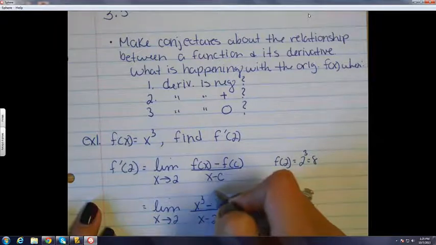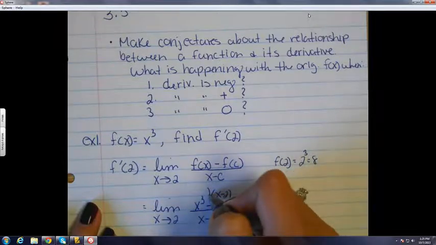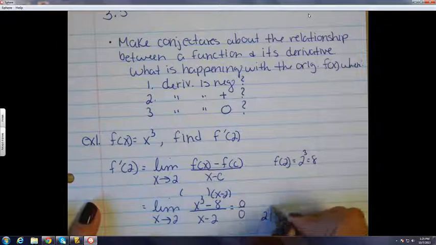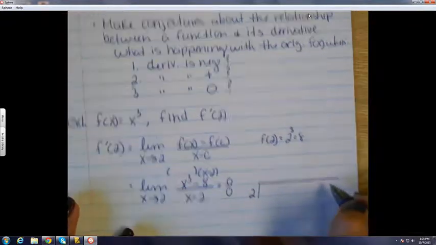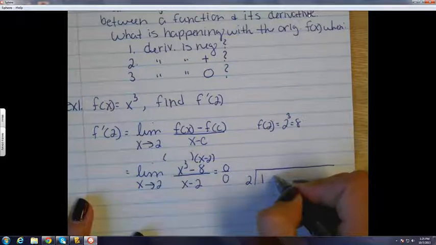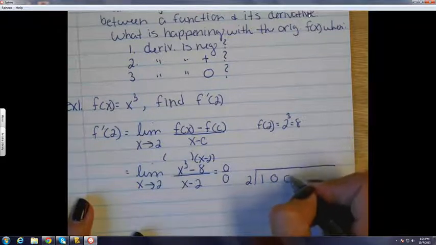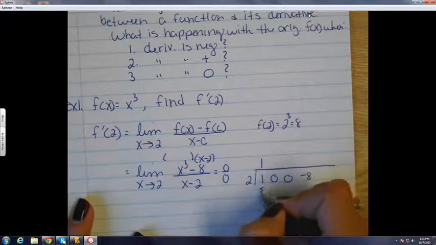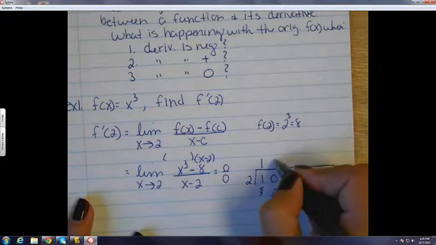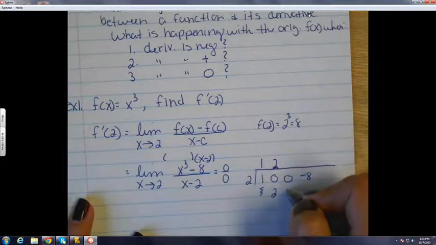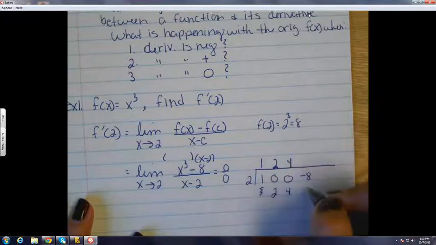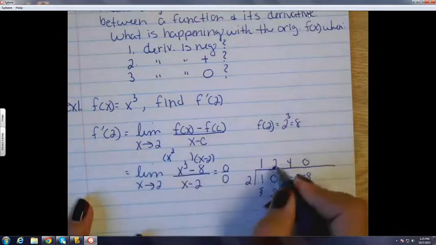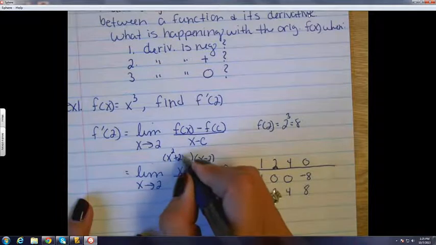So I know I've got an x minus 2 in here. I'll do a little synthetic division with 2 to see what the other factor is. So I've got 1x cubed, 0x squared, 0x, and negative 8. So raise the 1. Multiplying, I get 2. Adding. Multiplying, I get a 4. Adding, I get 4. Multiplying, I get 8. 0, I'm good. So, x squared plus 2x and a plus 4.